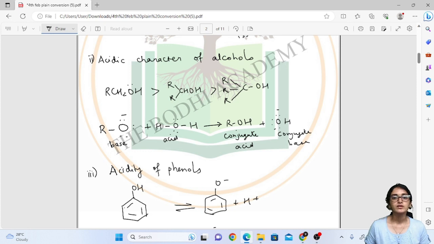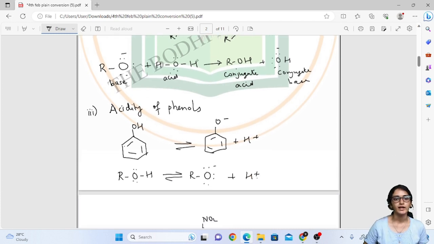Okay, so if more and more alkyl groups are attached to the carbon which is attached directly to the OH group, then the force between the oxygen and carbon becomes weak. So that's why the force becomes weak and the polarity will decrease. If polarity decreases, acidic character also decreases. So that's why primary alcohols have more acidic character, then secondary, and then tertiary. Okay, so this is the concept behind the acidity of alcohols.